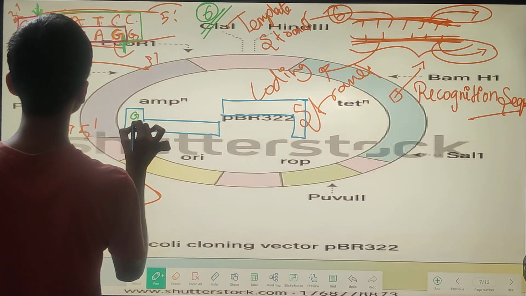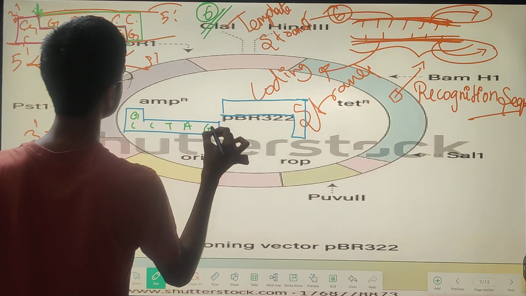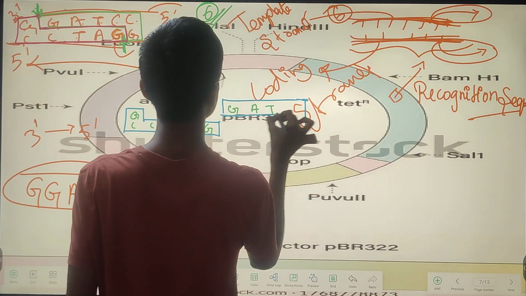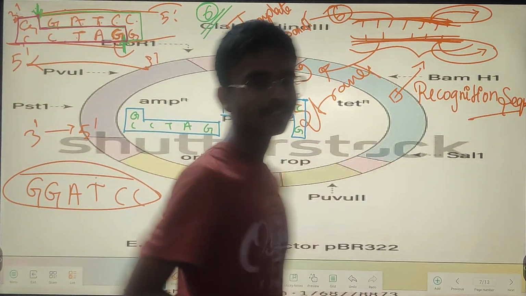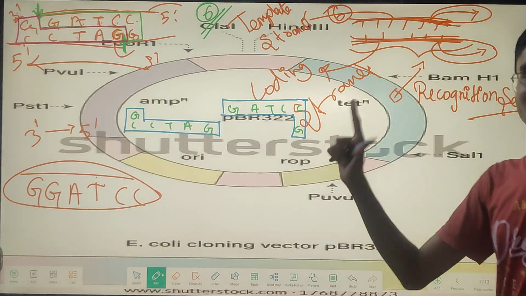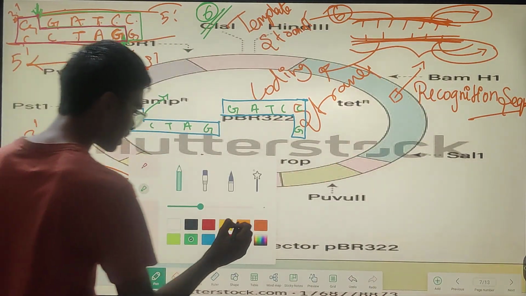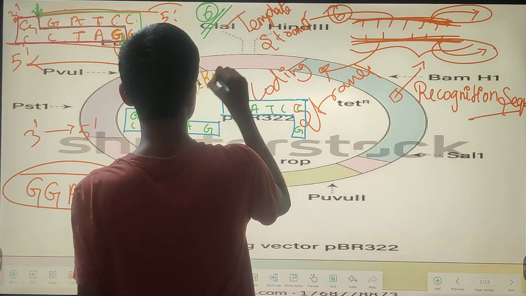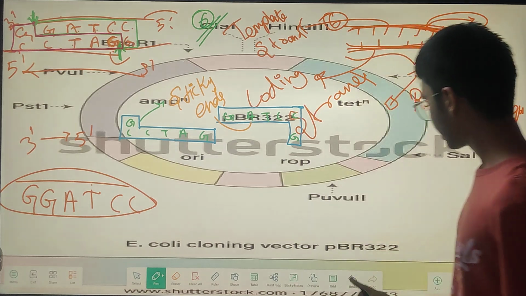It will be G, C, C, T, A, G. Then here it will be G. Here it will be G, A, T, C, C. See, now you can combine them, you can separate them, you can combine them, you can separate them. And you can see these ends are known as sticky ends. Okay, this is also known as a sticky end.